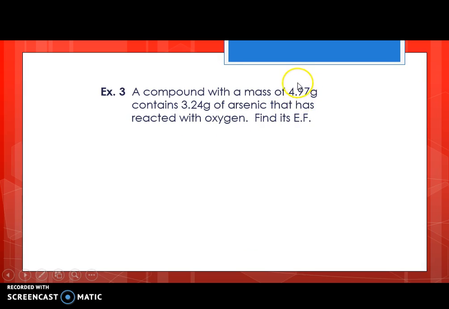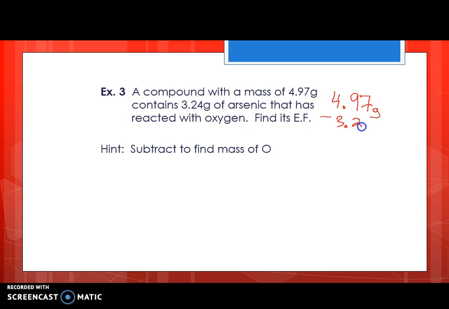However, if I know that this is the mass of the compound and it's only made of 2 things, arsenic and oxygen, well, if I know the mass of one, I can find the mass of the other. So subtract to find the mass of oxygen. So read carefully. 4.97 grams of the compound minus my 3.24 grams of the arsenic, I get 1.73 grams of oxygen. So now that I have the mass of each element, I can convert to moles, do all that stuff.